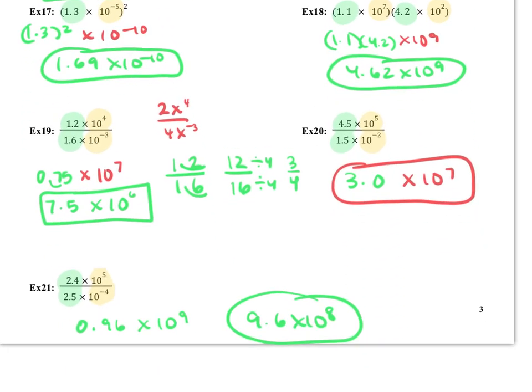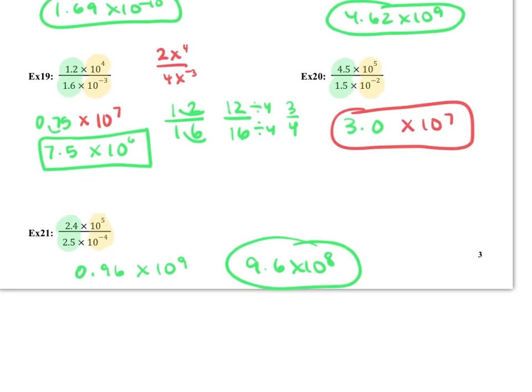On number 20, I start by dividing 4.5 by 1.5, which came out to 3. Some people just say 3, or you can say 3.0. It looks a little more normal because scientific notation usually has that decimal point. Then 10 to the 5th divided by 10 to the negative 2nd. I could do 5 minus negative 2, or I could bump up my 10s to the top, making it 10 to the 2nd. Either way, in the end, I have 10 to the 7th.